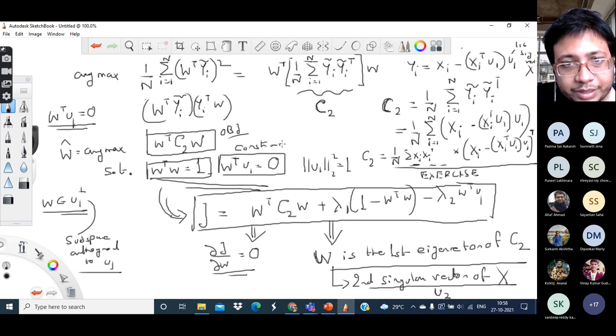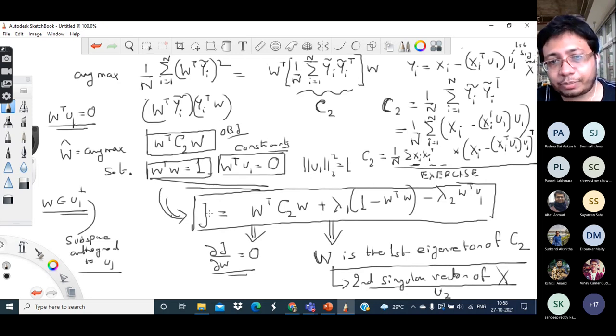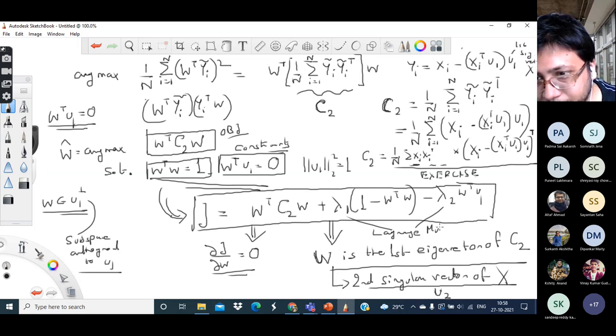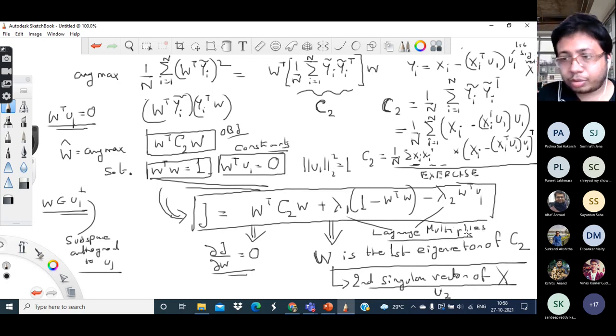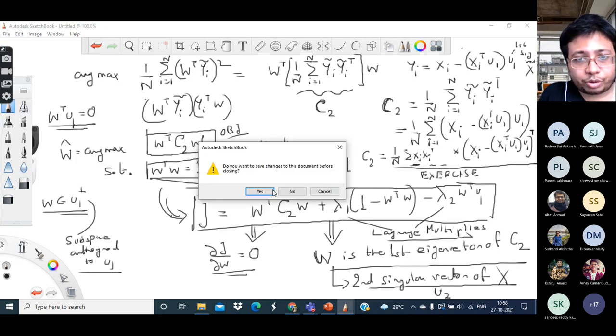So basically this is what we call the constraint optimization problem. Whenever I have a constraint optimization problem, I can write it in this way, where lambda1 and lambda2 are called the Lagrange multipliers.